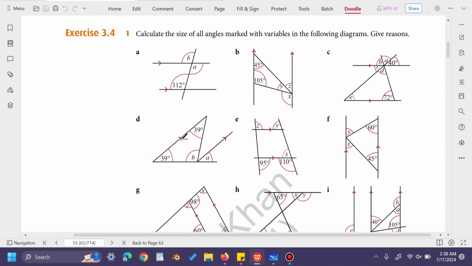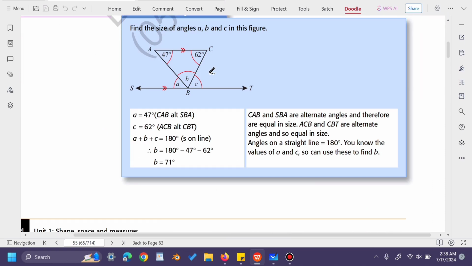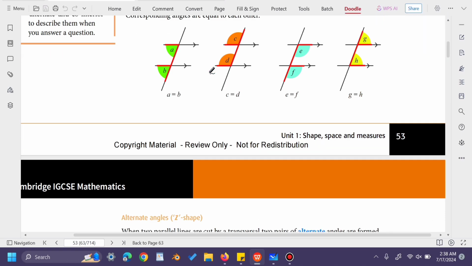In this lecture, we are going to start with exercise 3.4 using our Cambridge IGCSE Mathematics book, second edition, by Karen Morrison and Nick Hamshaw. This is the exercise 3.4 we will be doing, and for this exercise we need to know about some terms. Let's just briefly review those first.